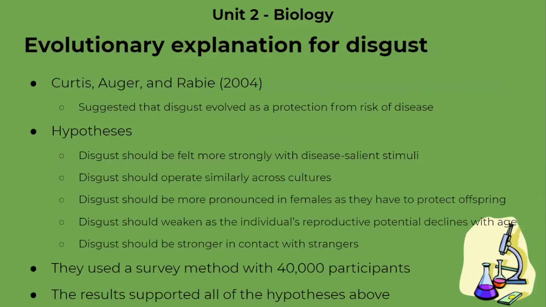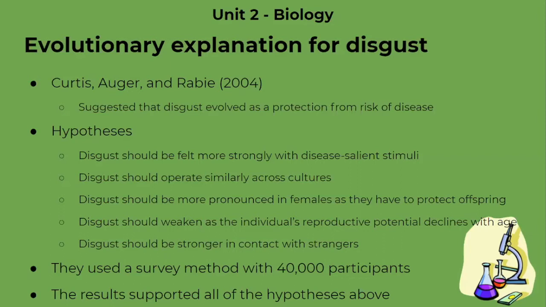So the main study we're going to be talking about is an evolutionary explanation for disgust. And this study is by Curtis, Aunger, and Rabie, conducted in 2004. I think the study is really easy to remember and very effective if you're trying to evaluate it. So please look into the study and commit it to memory, as Mr. Dunlop would say.